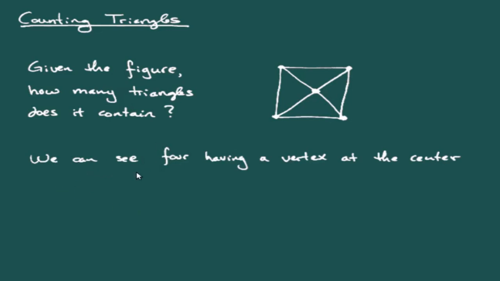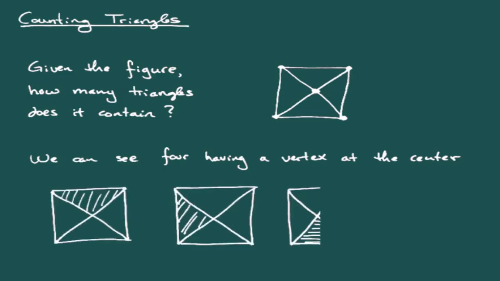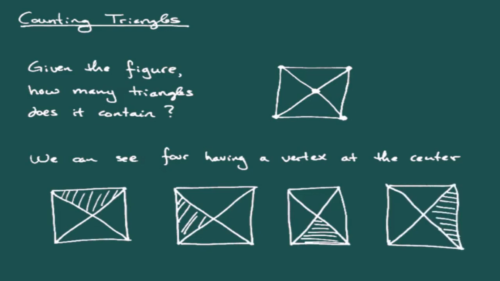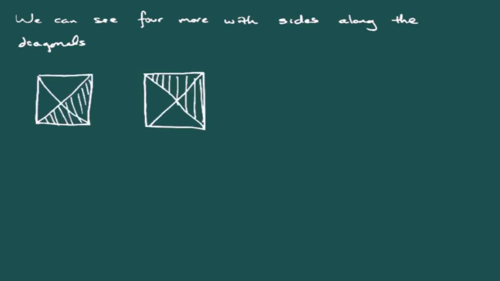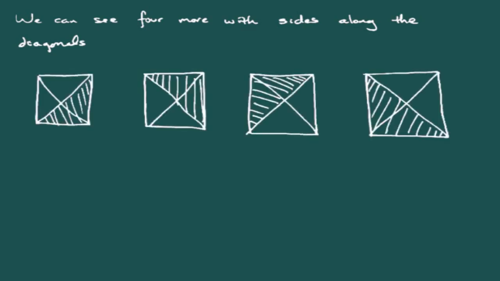Well, if we stop for a minute, we can initially see probably four, having a vertex there at our center point. So we've got one on top, one on the left, one on the bottom, and one on the right. And we can actually see that we've got four more where we have one side of the triangle being along a diagonal of the square. So we can have one on the lower right, one on the upper right, one on the upper left, and one on the lower left.